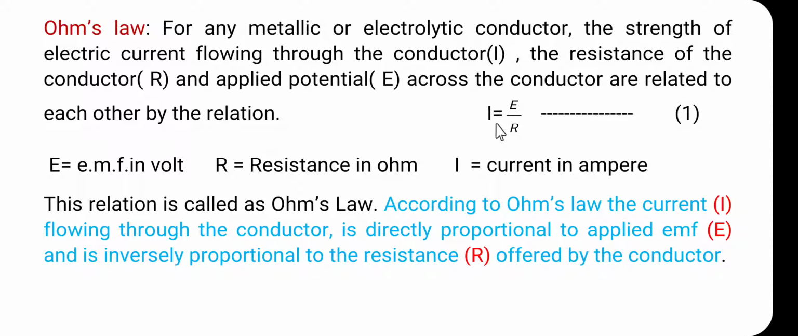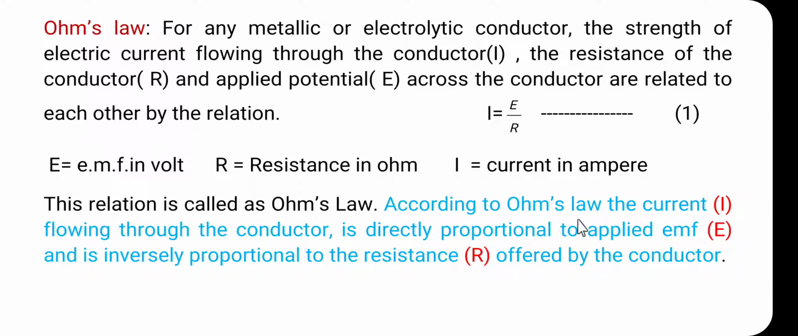That is I is equal to E upon R. Here I is the current in ampere, R is the resistance in ohm, and E is the EMF in volt. So I is equal to E upon R. This is equation number 1, and this relation is called Ohm's law.